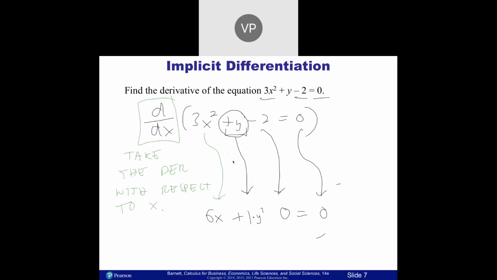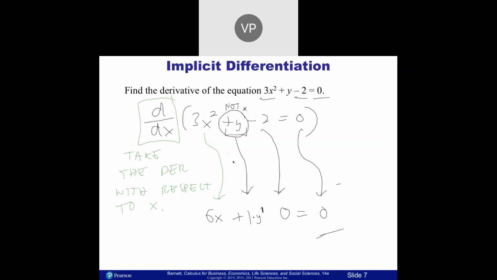Because this is not an x, which it obviously is not, you still do the derivative like you normally would, except when you get this y, you put a little y prime right there. So the derivative of y is 1, but it's y prime. Okay, and I'll give you some more examples.